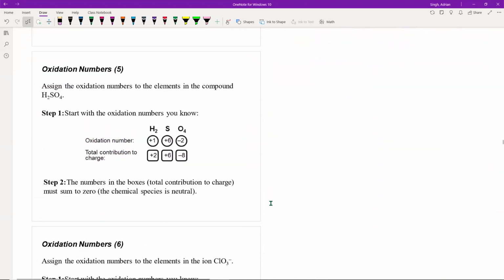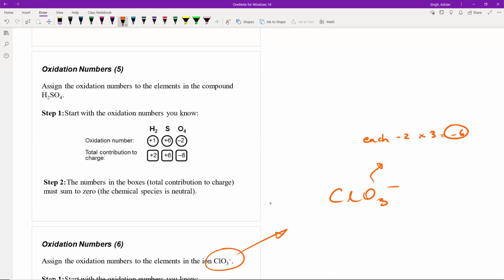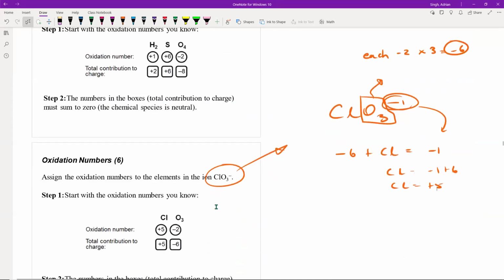Okay, let's take a look at one with a charge. This is the chlorate ion, ClO3 minus. We know that each oxygen is going to be -2. We have 3 of them. That gives -6 for all of those. So when I add together the -6 plus whatever the Cl is, I should get -1, because that's the overall charge. So the chlorine there would be -1 plus 6, which would be +5 for the oxidation number on the Cl.